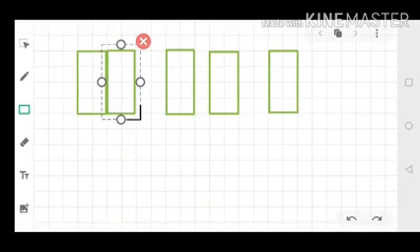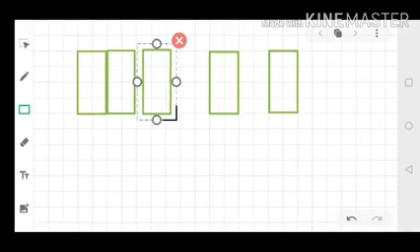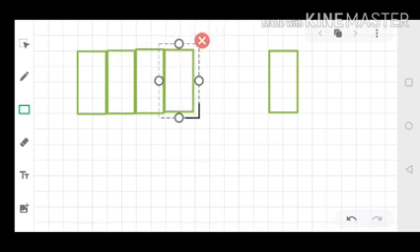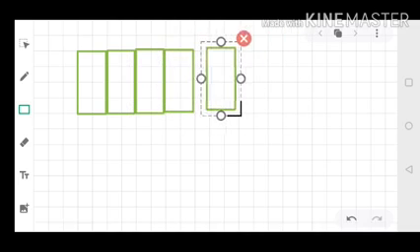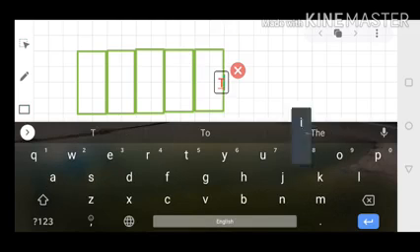As I have told you, when we make a tiling pattern, the shapes should be similar and there should not be any gap. Here you can see a gap. Let me close it. Yes, like this. There should be no gap. Like this I can make a tiling pattern, isn't it? See, this is a tiling pattern.